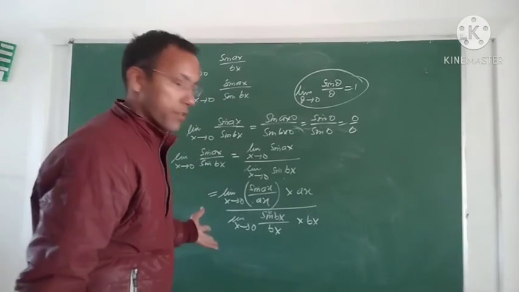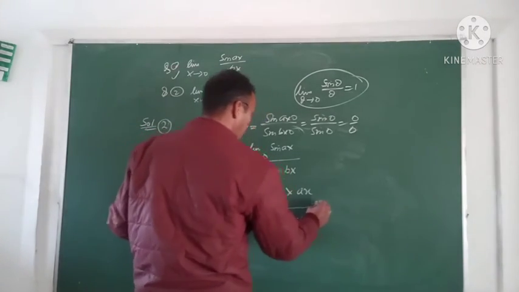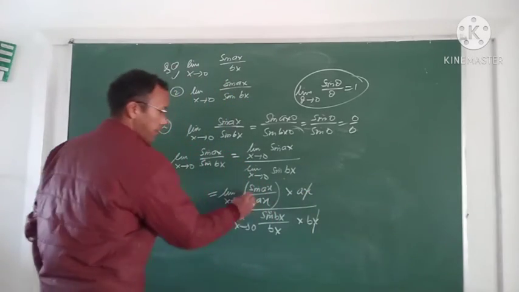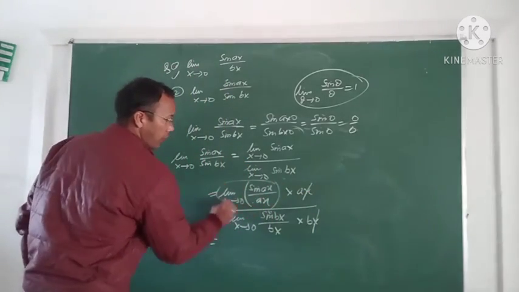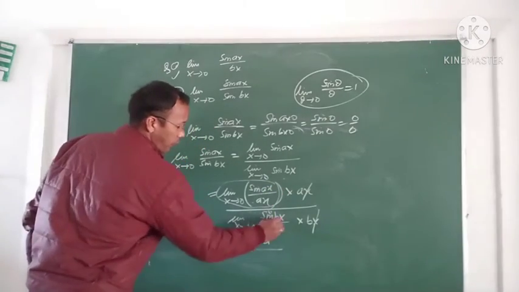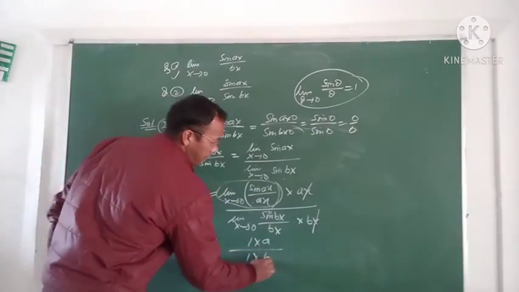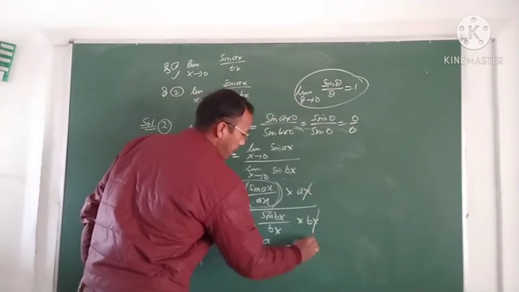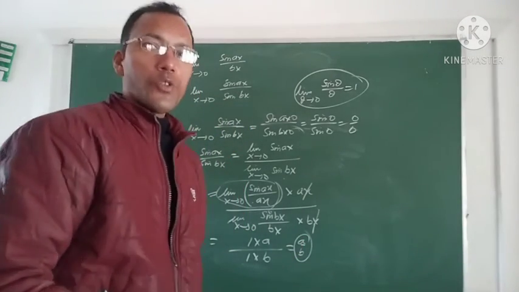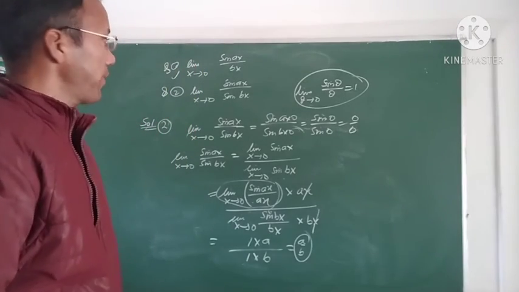So now x cancels out, and the whole sin ax upon ax is 1, and sin bx upon bx is 1, so we get 1 into a divided by 1 into b. That is what we get: a upon b. So that is the solution, a upon b for the second part.